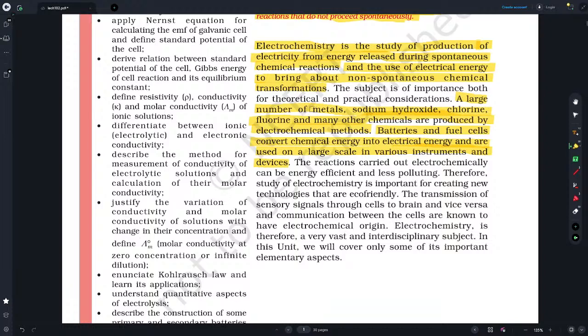The electrochemical methods use electrical energy to bring about non-spontaneous chemical reactions, or generate electricity from spontaneous chemical reactions. The reactions carried out electrochemically can be energy efficient as well as less polluting. Therefore, the study of electrochemistry is important for creating new technologies that are eco-friendly.